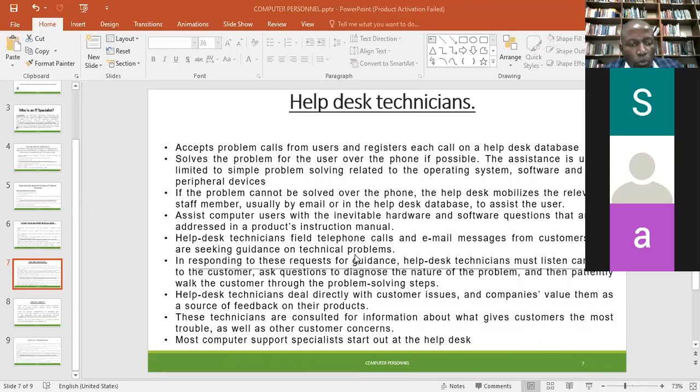Yours is also to field telephone calls and email messages from customers who are seeking guidance on technical problems. Let me just leave it there, then I go to the other role.